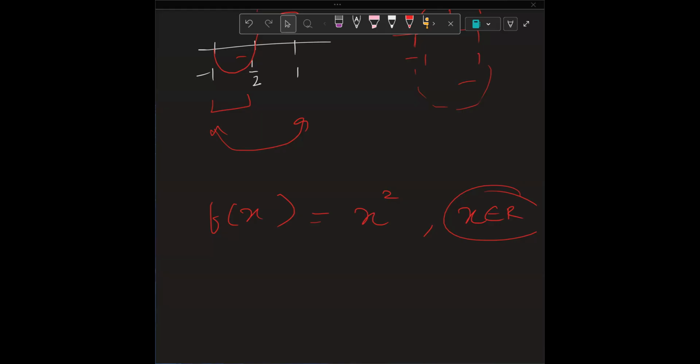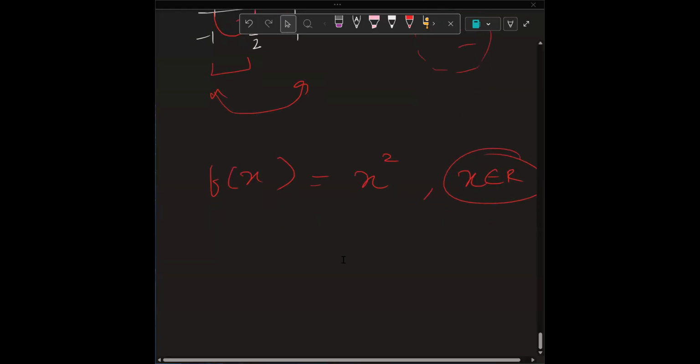Done, sir. So what's the maximum value? There's no maximum value, sir. No maximum value. And for minimum, 0.